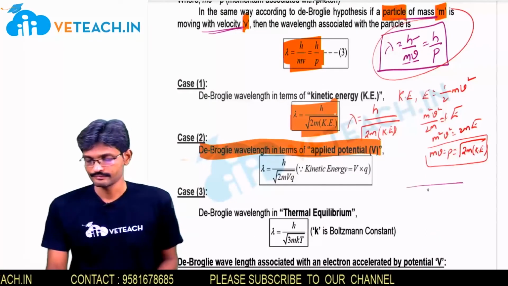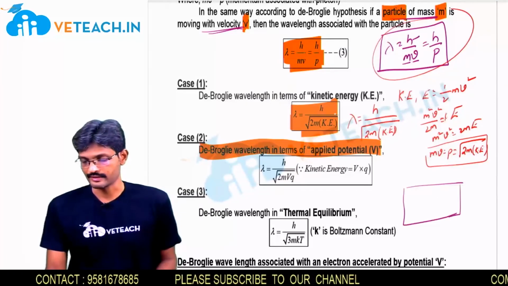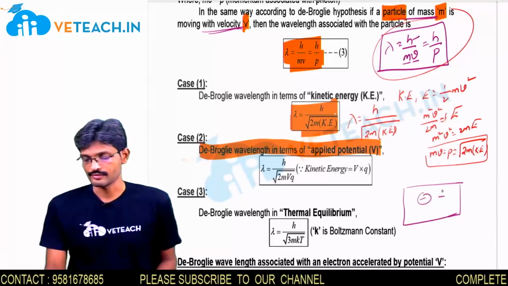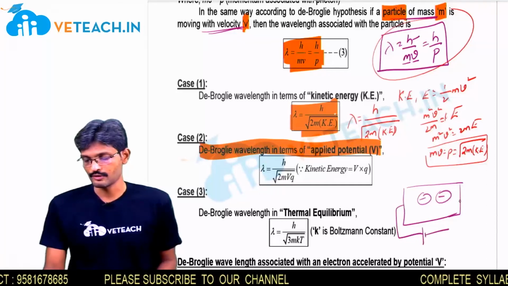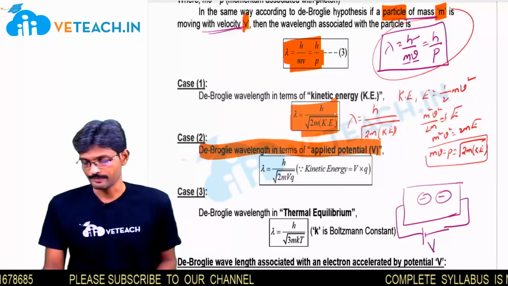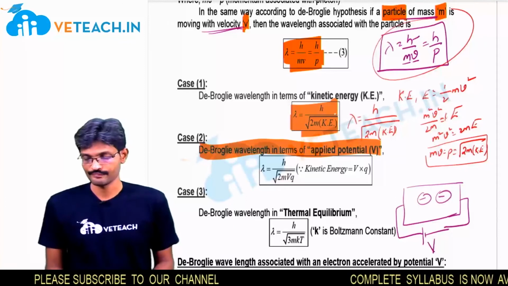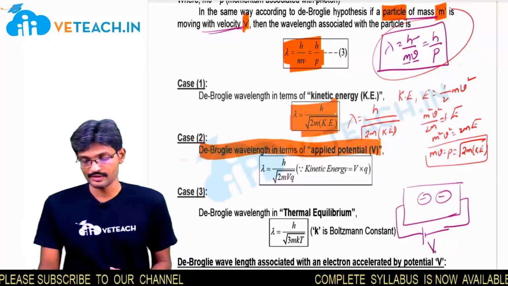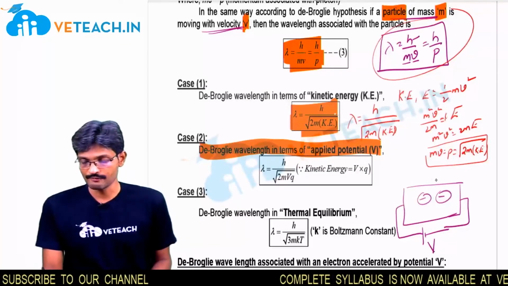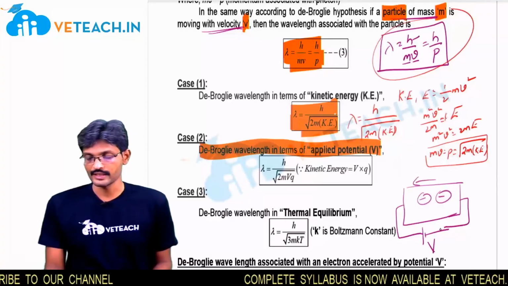Suppose we have a metal, for example, which is considered a conductor that contains free electrons. If you apply an external potential of capital V volts, the electrons drift to move in a direction from the negative terminal to the positive.